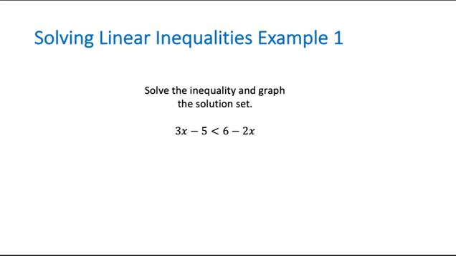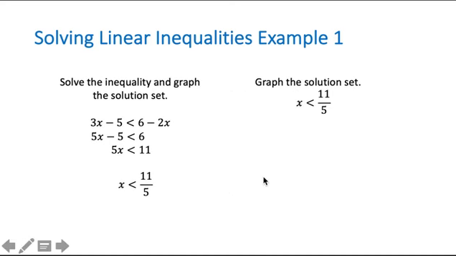So basically, when you're solving an inequality, you're going to do that the same way you solve an equation. So if this was an equation, we would combine our x terms together, combine our numbers that don't have x's in them on the other side. So, for example, I'm going to add 2x to both sides, and then I'm going to add 5 to the other side, and then divide by 5. So x is less than 11/5.